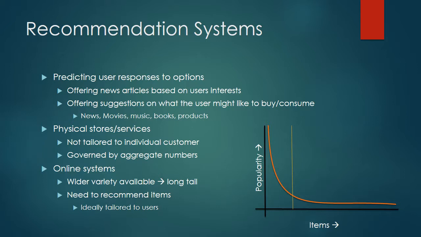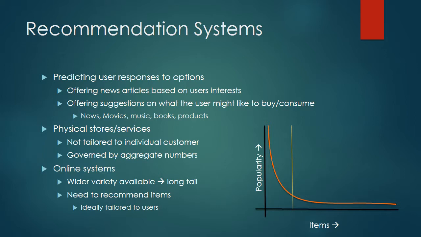Physical stores typically have operated here. Some stores might basically say that we're going to keep a lot of these very popular items, and there might be some random sampling from everywhere else. That's why if you're looking for something less common, you're more likely to find it at Amazon or some website rather than in a physical store.